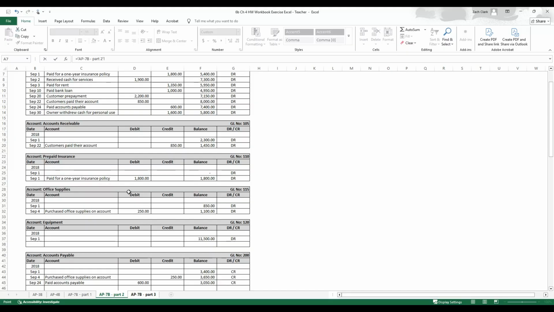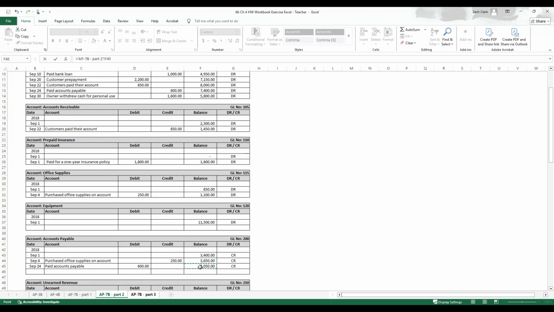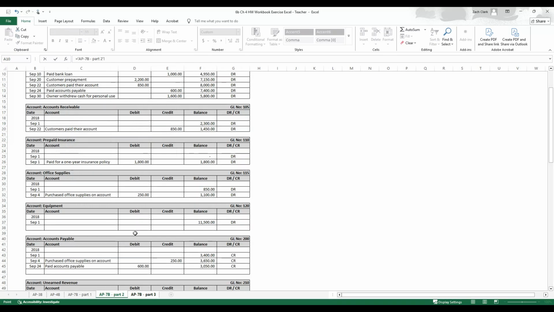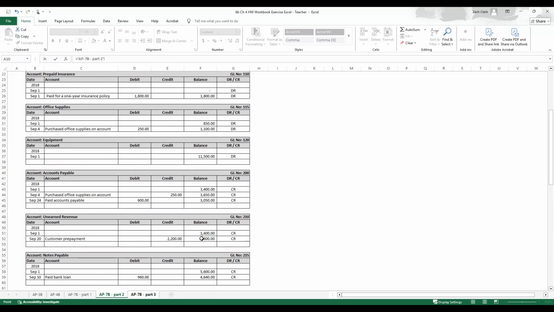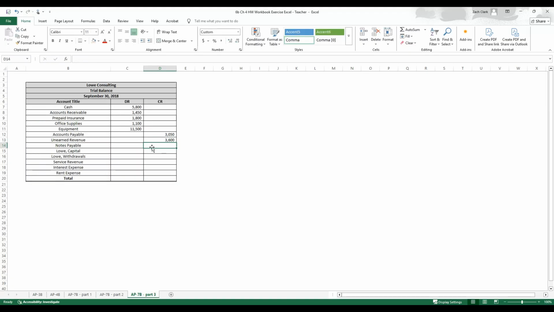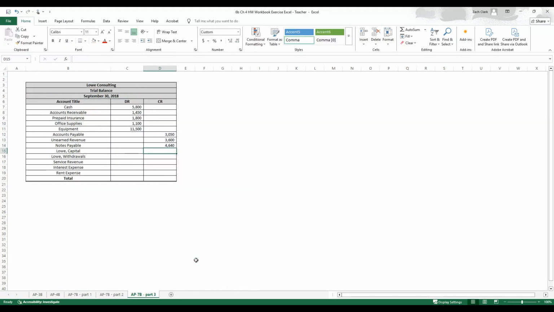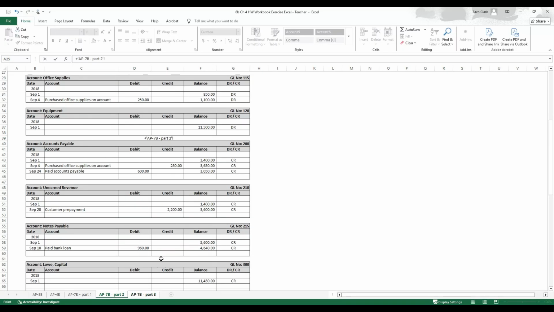Okay, so now I'm just going through and putting the ending balances in for each account. And this is their debit or credit balance. So it's a credit balance, $3,600 for unearned revenue. So it's just all the ending balances basically. Notes payable has an ending balance of $4,640. So capital.